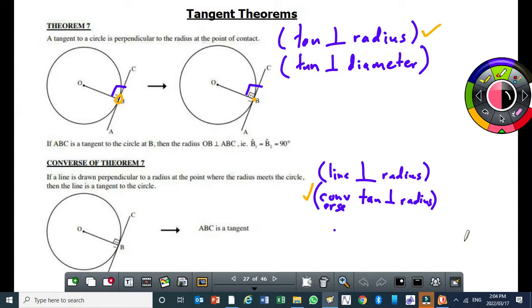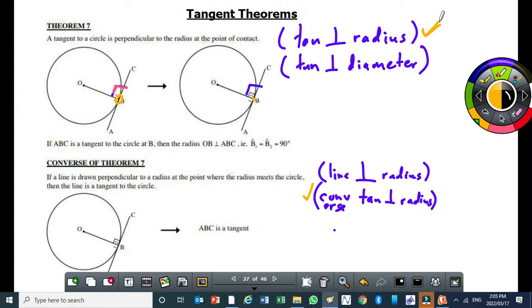So if you draw a circle, you draw a radius from the center, obviously, to the circumference. Then you draw a tangent such that it comes into contact at this point here, where the endpoint of the radius is on the circumference, right? The angle formed between the radius and the tangent is going to be 90 degrees. And the reason is we call it tan perpendicular to radius.